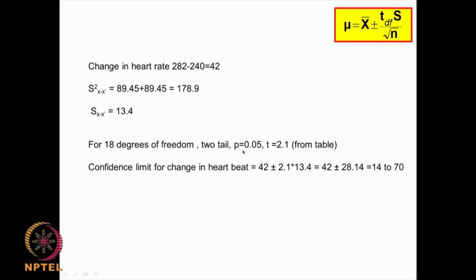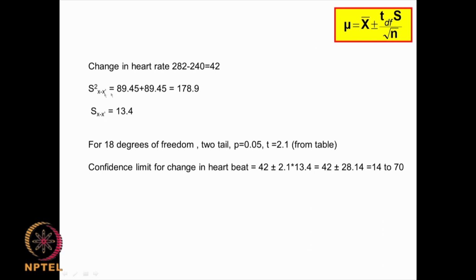So the second part of the problem is you are supposed to find out the confidence limit for the change in the heart rate. Change in the heart rate is, originally it was 282, now it became 240. So change. Now to find the confidence limit, I use this equation, if you remember this. So it is a plus or minus t s by square root n.